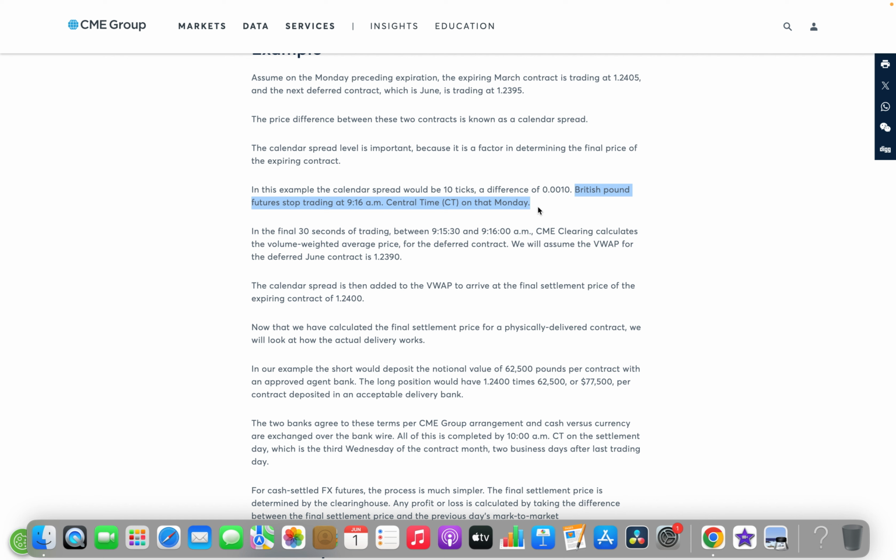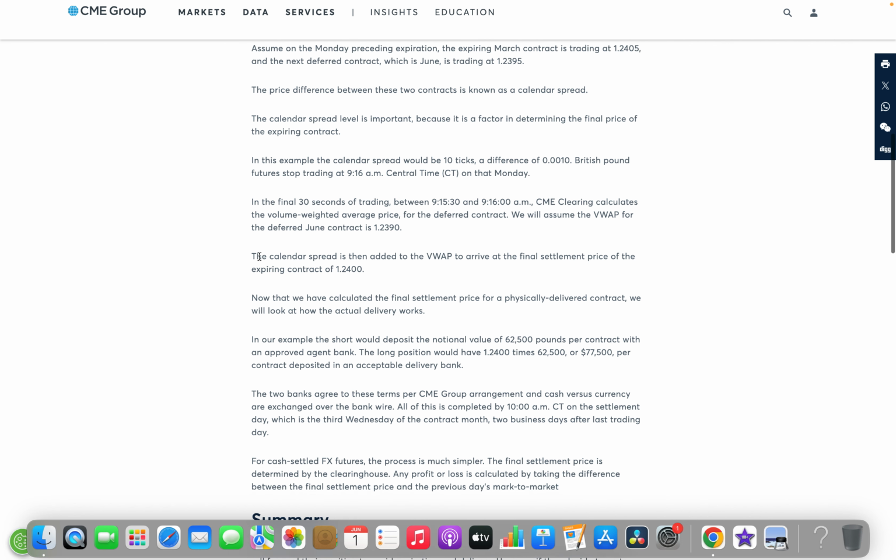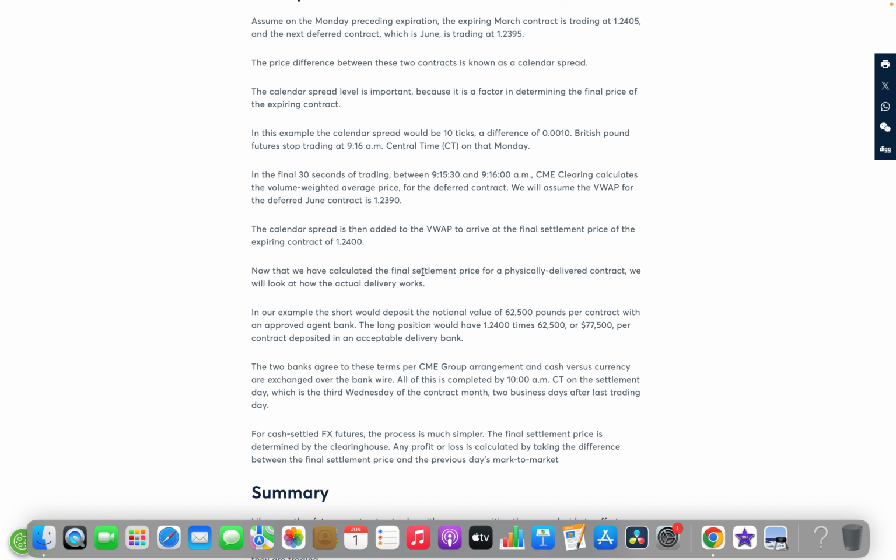In the 30 seconds of trading between 9:15:30 and 9:16 a.m., CME Clearing calculates the VWAP for the deferred contract. We'll assume that the VWAP for the deferred contract is that price. The calendar spread is then added to the VWAP to determine the final settlement price of the expiring contract. Now that we have calculated the final settlement price, we will look at how the actual delivery works for physically delivered contracts.